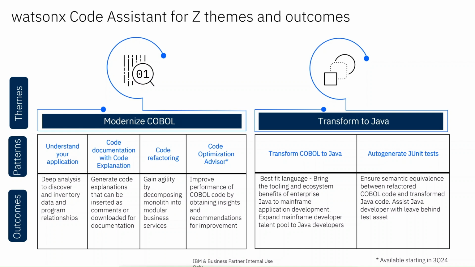In the Transform to Java theme, Watson Code Assistant can transform COBOL to Java, and this comes with improvements to the large language model every month, so it's constantly getting better. It can also auto-generate JUnit tests, and this is used to validate the semantic equivalence between the original COBOL code and the generated Java code.